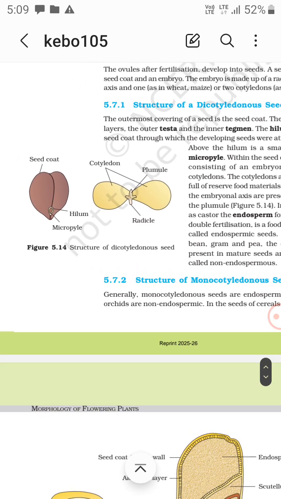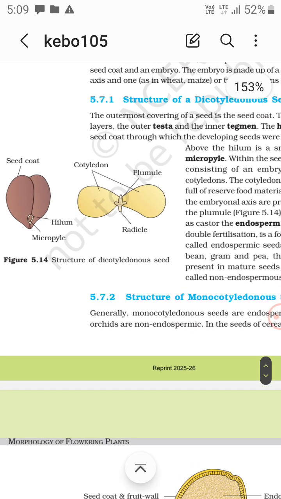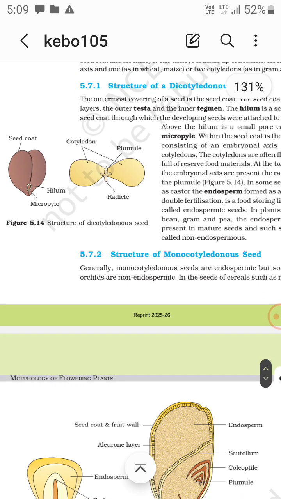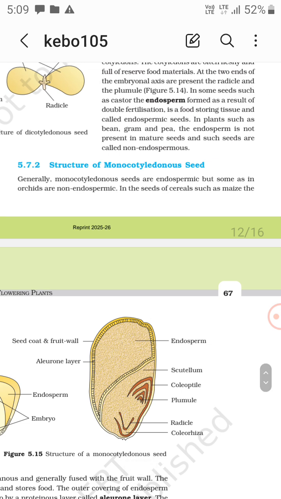See in the diagram, seed coat, then above that hilum, on the downside it is a micropyle. It's showing two cotyledons. On the upside it is plumule, on the downside it is radicle. So this is the internal structure of dicotyledonous seed. Now the structure of monocotyledonous seed. Generally monocotyledonous seeds are endospermic, but some, as in orchids, are non-endospermic.